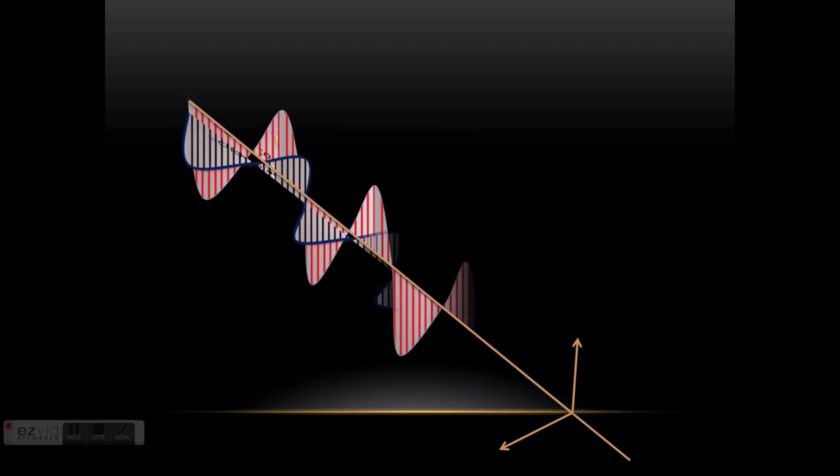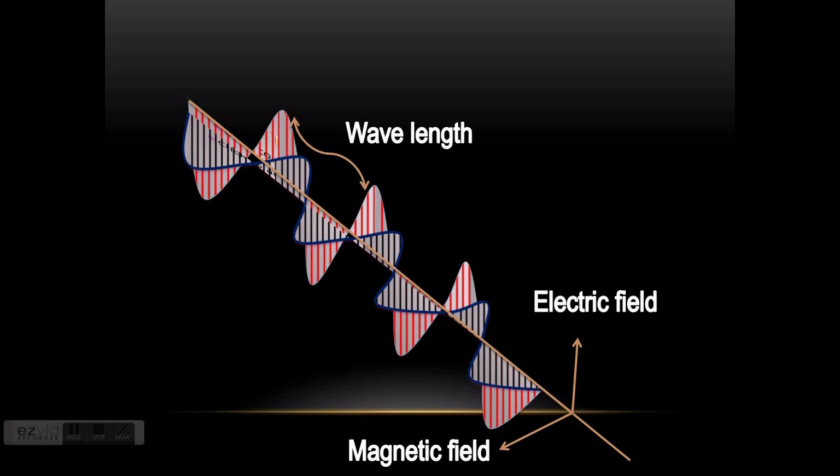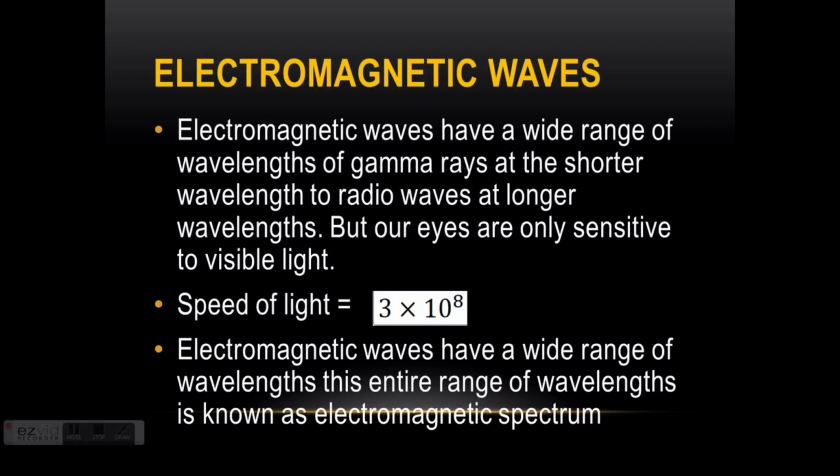Finally, an electromagnetic wave travels like this. This is how an electromagnetic wave looks. I think you have got a perfect idea about electromagnetic waves. Electromagnetic waves have a wide range of wavelengths, from gamma rays at the shorter wavelength to radio waves at longer wavelengths. But our eyes are only sensitive to visible light. This entire range of wavelengths is known as the electromagnetic spectrum.